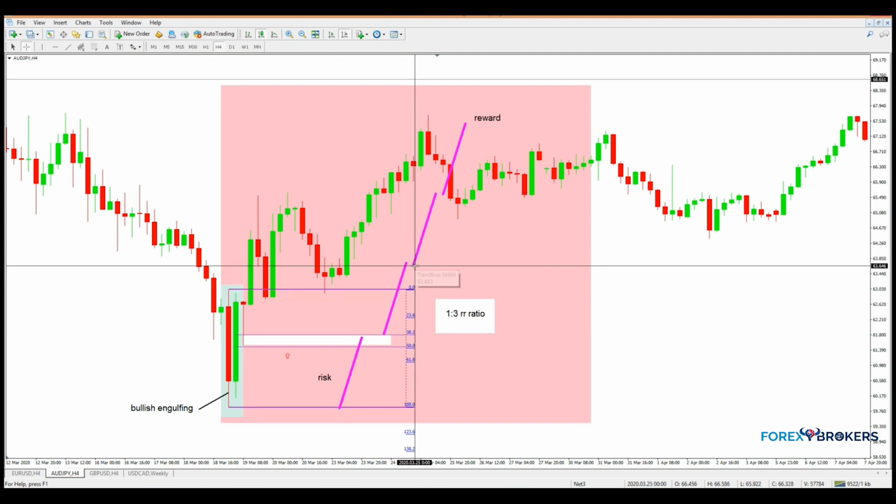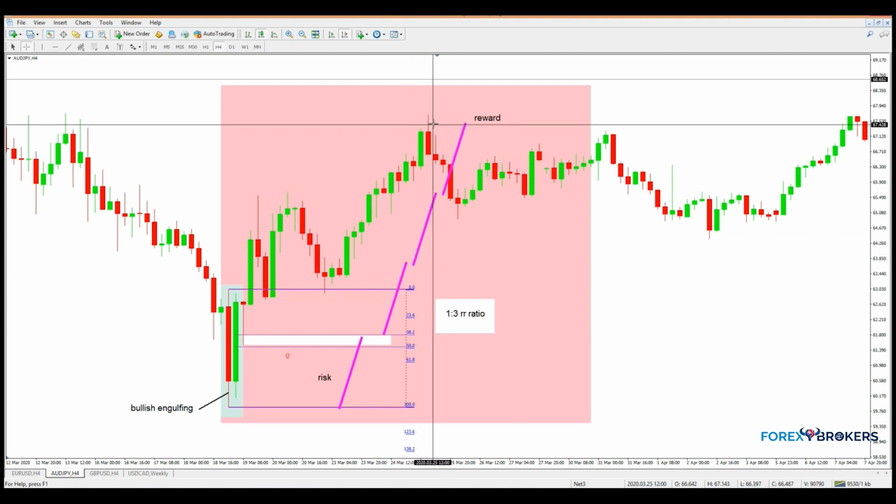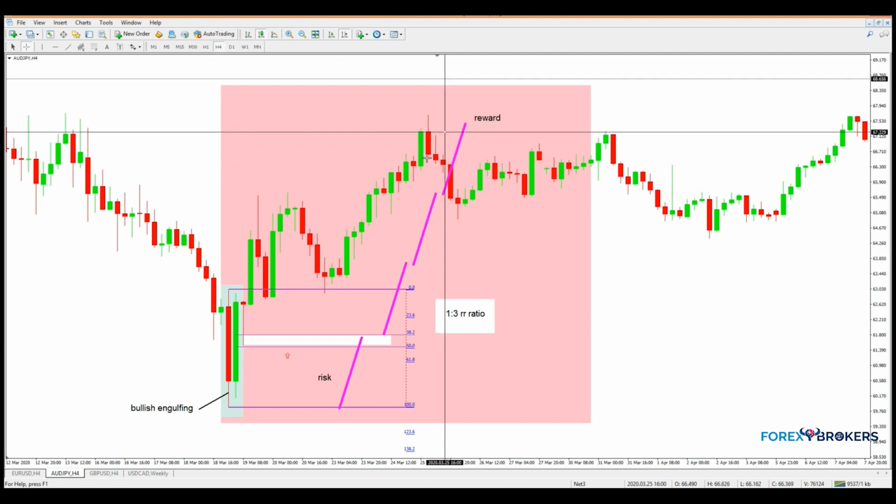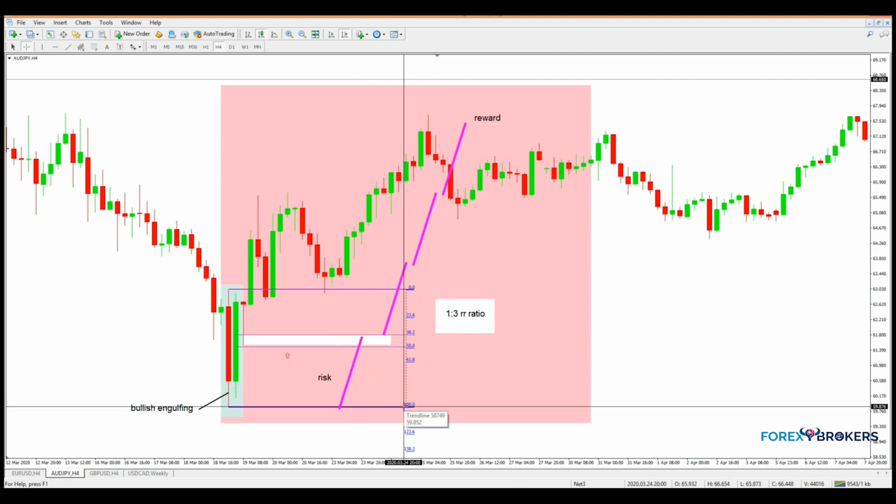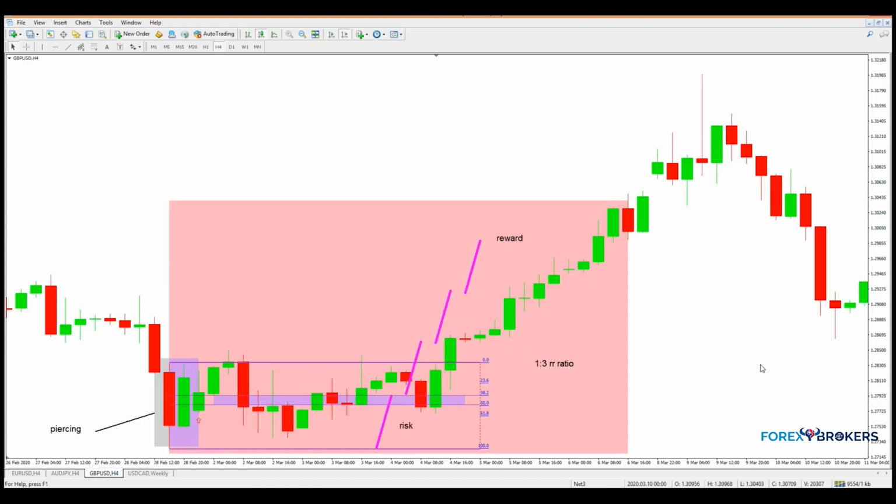So 1, 2, 3 risk reward ratio based on this risk. So this is the bullish engulfing. Another pattern explained here, still with the 1 to 3 risk reward ratio, is the piercing pattern, which is similar to the bullish engulfing.